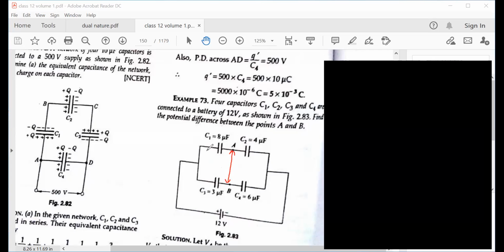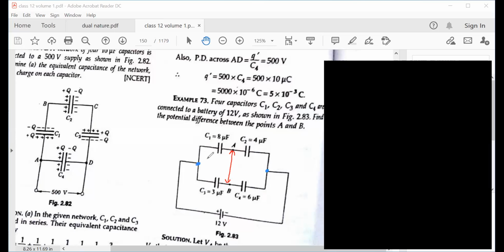Earlier we found it in series connection. Now the opposite case, let's see that. First of all, we'll see the potential difference across the capacitors. Let's see how it is. At this point the voltage is 12 volts. Remember the voltage is 12 volts, and at the other point it is zero. Now let's see how it is. We'll see the potentials for the capacitor C1.